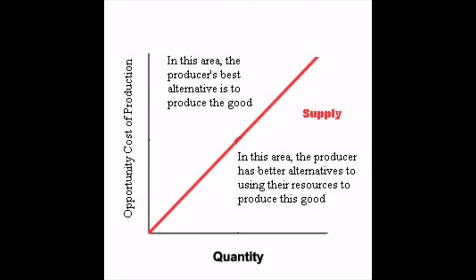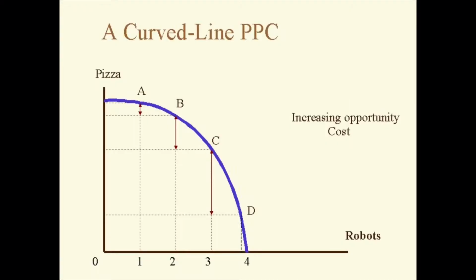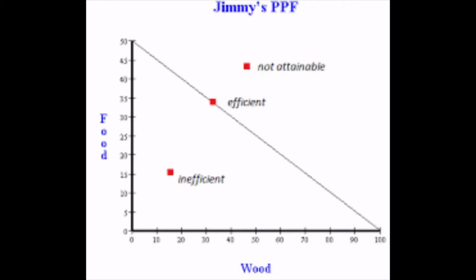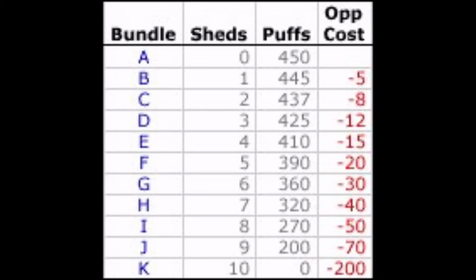This is a production graph, and the area that you see is the best alternative for producing goods. In this area, the producer has the alternative of using the resources to produce that good. As you can see, C would be the best increasing opportunity versus D or A. You see that in the middle of the line, it's efficient, above is not attainable, and inside the graph is inefficient, versus food and wood. This is another example of a graph that you could use for opportunity costs.